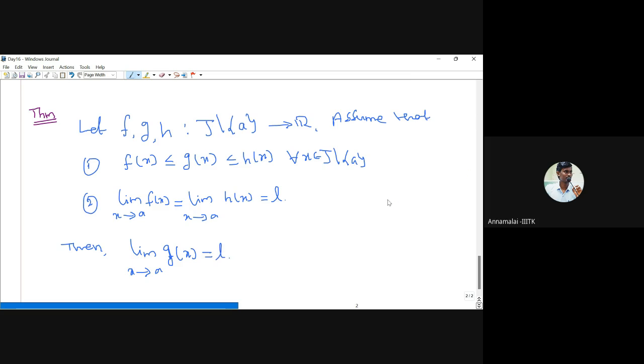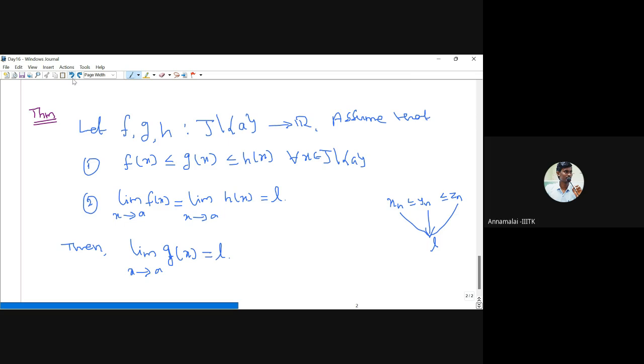Because we studied in sequences: suppose xn is less than or equal to yn, which is less than or equal to zn, three sequences satisfying this inequality. Suppose the outer two sequences converge to some point L, then the middle sequence also converges to L. That is the sandwich lemma. Similarly here, there are three functions satisfying this inequality. Suppose the outer two functions have limit L at a, then the middle function also has limit L. So this is the sandwich lemma or squeeze theorem.